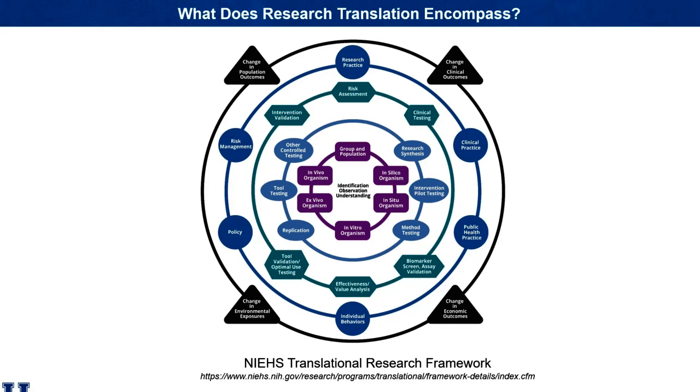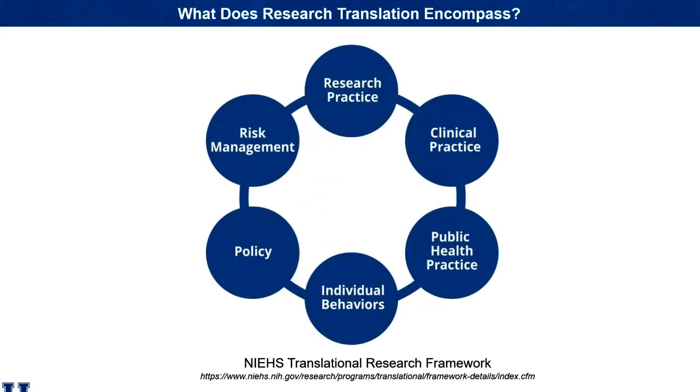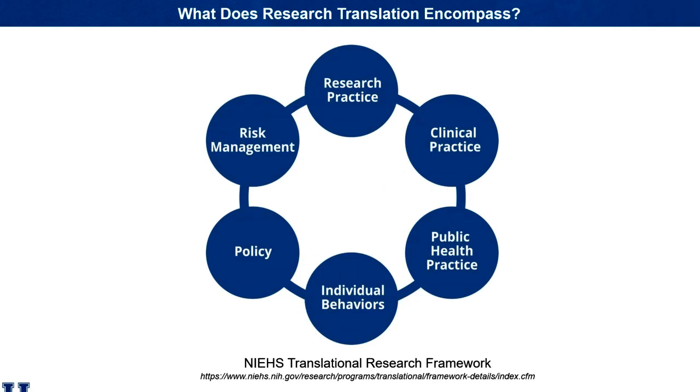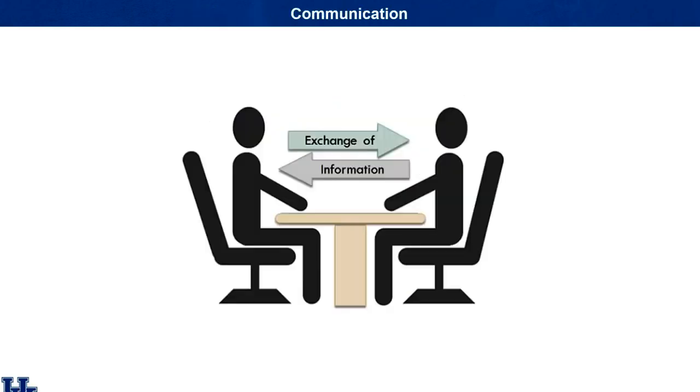Now, for my work, the area that I'm most interested in is this ring, let's see, the next to the last ring there. The ring that is about risk management, research practice, clinical practice, policy, individual behaviors, and public health practice. I would add there's probably a piece missing here, which is community practice, which is the collective action that can happen in communities when they are informed about environmental health risks. So this is the area that we're concerned about in our research translation core, and this is where we interface a lot with our community engagement core.